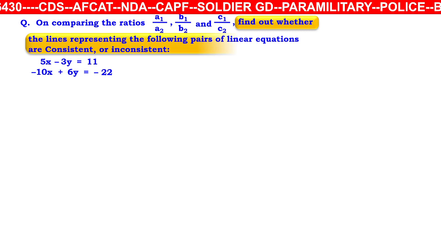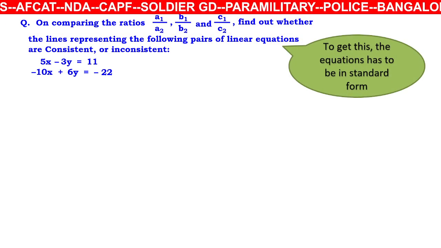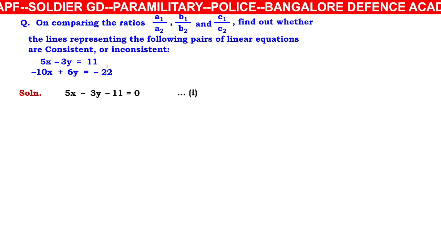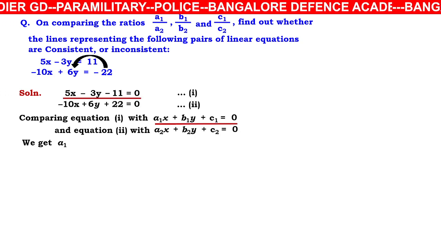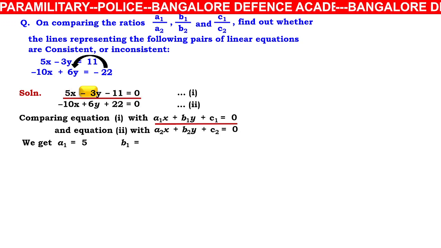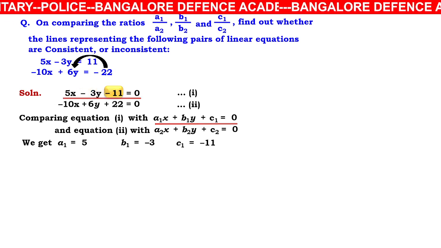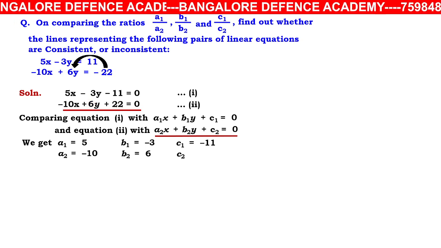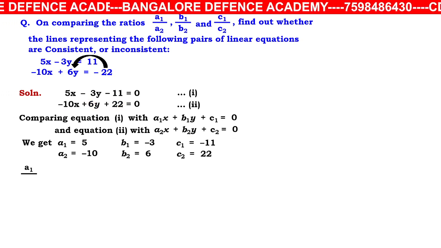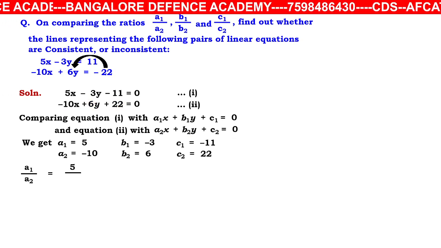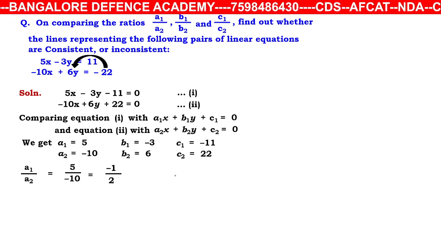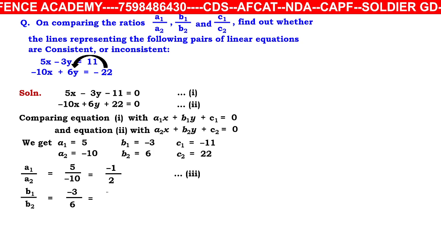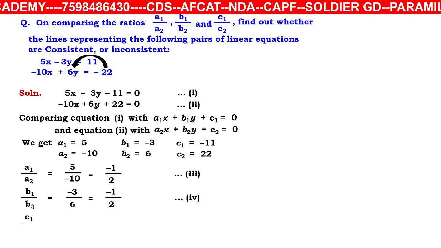Next, you have this question: 5x minus 3y is equal to 11, minus 10x plus 6y is equal to minus 22. So now here you have a1 is equal to 5, b1 is equal to minus 3, c1 is equal to minus 11, a2 is equal to minus 10, b2 is equal to 6, and c2 is equal to 22. So now taking the ratios, you have 5 by minus 10, that is minus 1 by 2, b1 by b2 is minus 1 by 2 once again, and c1 by c2 is minus 1 by 2 once again.